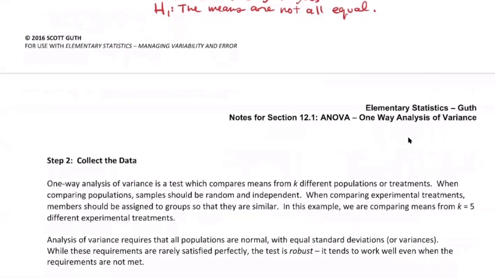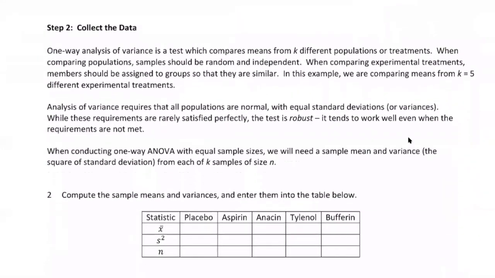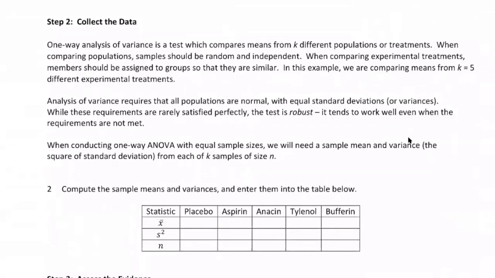Okay, let's go on. So on step 2, it says collect the data. One-way analysis of variance is a test which compares means from k different populations or treatments, and of course you have k samples as well. When comparing populations, samples should be random and independent. When comparing experimental treatments, members should be randomly assigned to groups so that the groups are similar. In this example, we are comparing means from 5 different experimental treatments. So k is 5 here.